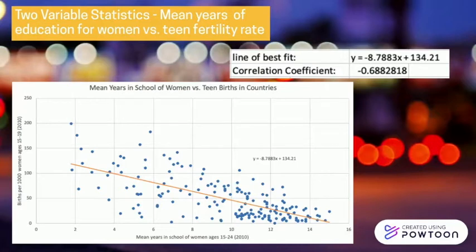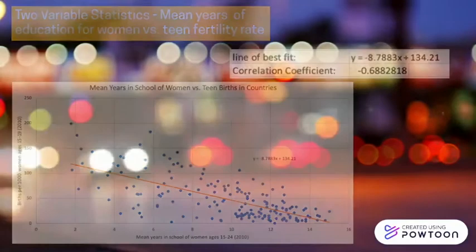Looking at the equation of best fit, it can be used to predict where data points lie on the graph. For example, a country that averages 2 years of school for women, ages 15 to 24, should have about 116 births per 1,000 women ages 15 to 19, which is on par with countries such as Afghanistan and Burkina Faso. The reverse could also be found, where determining the number of mean years of school can be found through the number of births per 1,000 women ages 15 to 19.